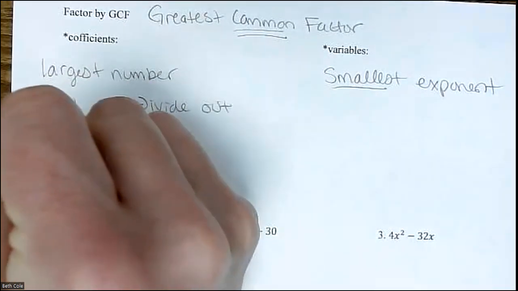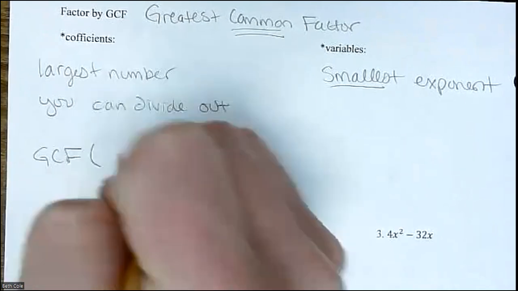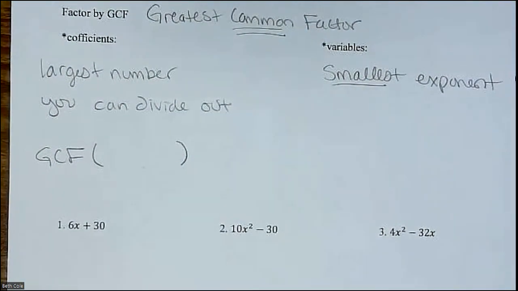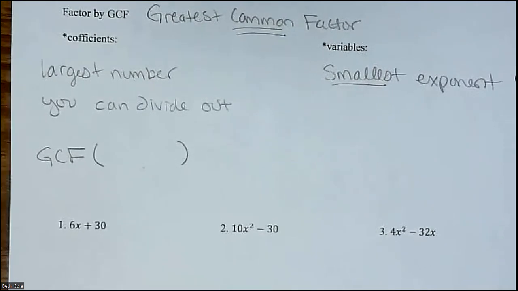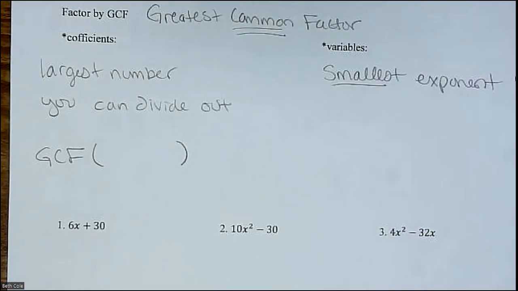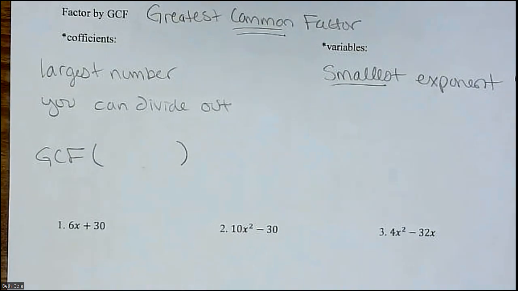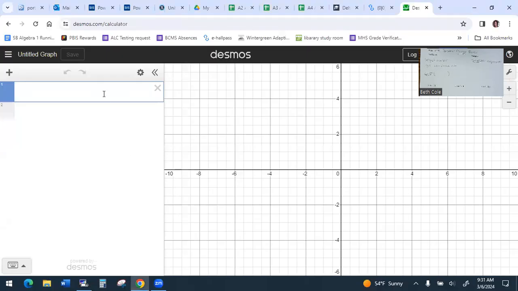If you type GCF and then parentheses with all the numbers, with commas between them, on Desmos, it'll do that part for you. And I'm going to give you an example. Let me bring up Desmos real quick. Let me just make up an example. Because this is going to pretty much do the first part of the problem for you. If you type, I want the greatest common factor.